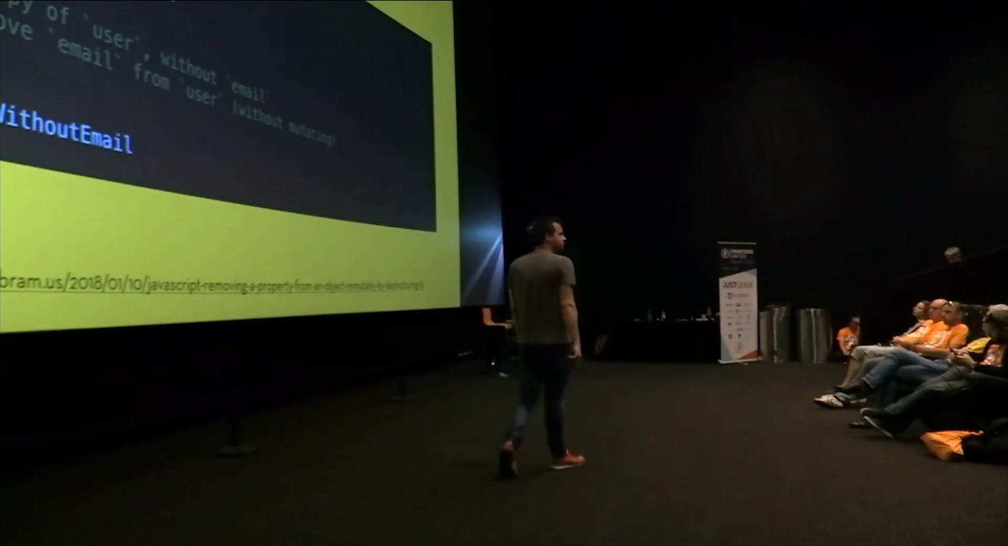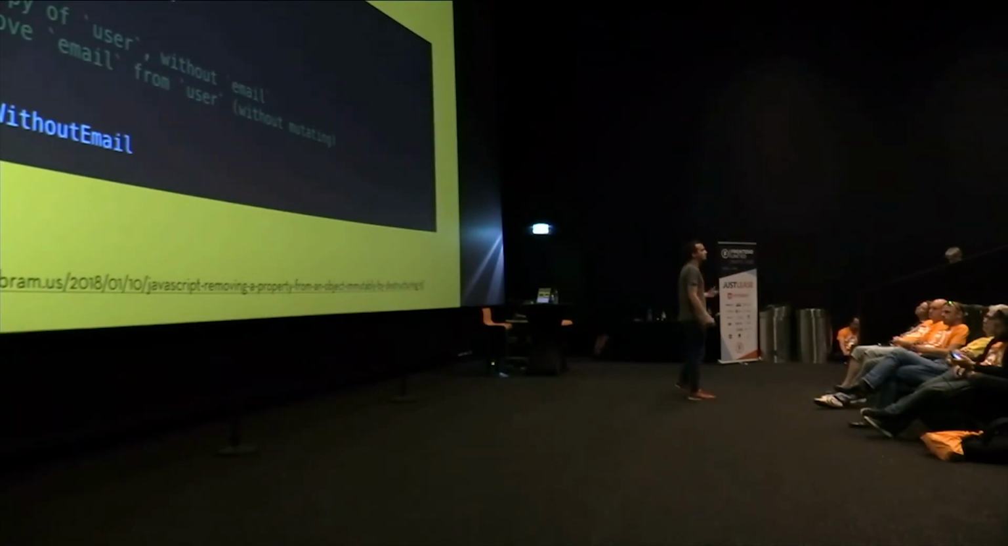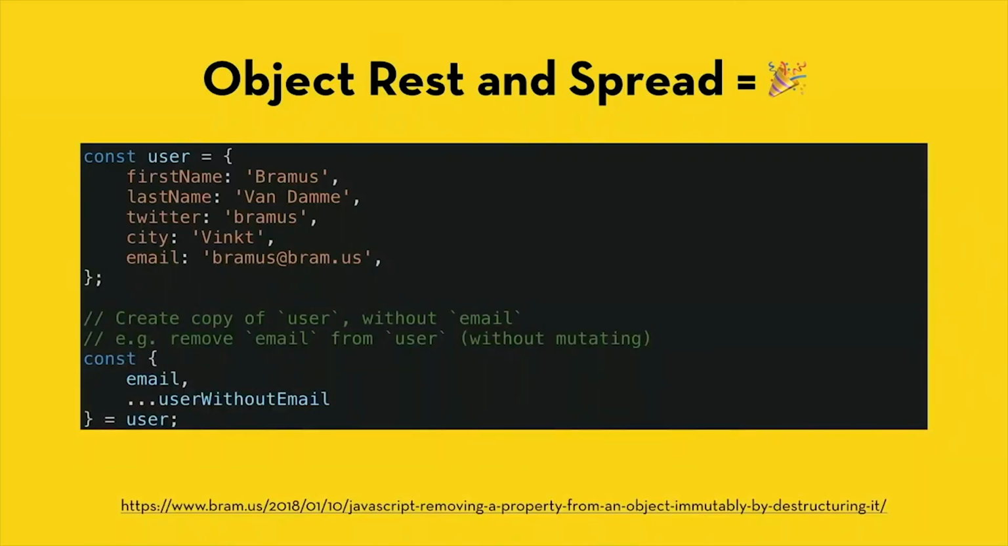A neat trick you can do with this, it took me a while to find it out, is that you can actually delete a property from an object by destructuring it from the original object and then collecting all that's left over onto a new object. So if you want to delete email from that object, you destructure it from it, and then user without email will contain first name, last name, Twitter, and city, but no email. This is pure genius. But the first time you see it, you're like, what? So I like this one.